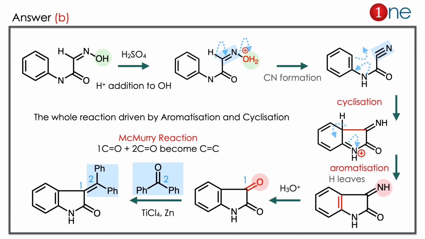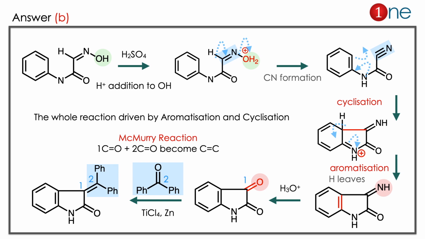The answer is B. Let us see how. The starting material contains an oxime, and you are using the acid. So you might think of Beckmann rearrangement. It's a kind of initial step of Beckmann rearrangement, but it's not really a Beckmann rearrangement. So water elimination occurs, H2O leaves and CN forms there.